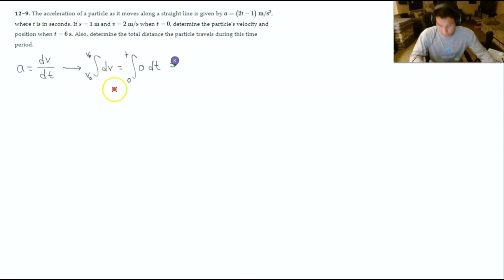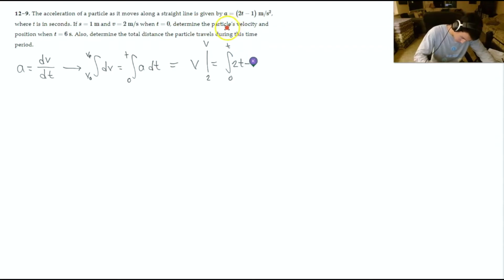If we input our values, the velocity is integrated from v0 to v. We don't know v final, so we'll just write it as v. What's v0? It's 2 meters per second. That's important to realize. On the right, the integral of a dt from 0 to t. We don't know what the final time is, but we do know that our integrand is 2t minus 1 dt. Now the left-hand side first: it becomes v minus 2.